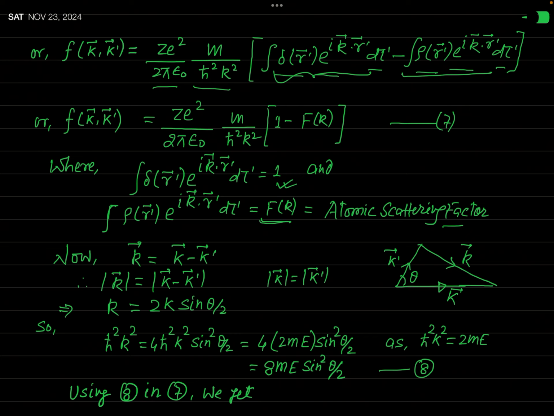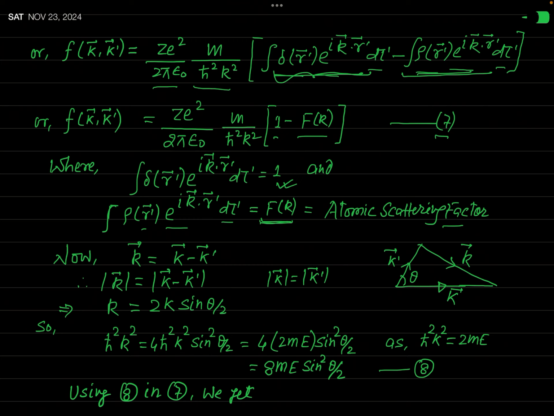So this integral of rho of r dash e to the power i kappa dot r dash d r dash is f of kappa, which is called the atomic scattering factor. So in equation 7, instead of the first integral inside the square bracket, I have written 1, and instead of the second integral, I have written f of kappa, which is the atomic scattering factor.